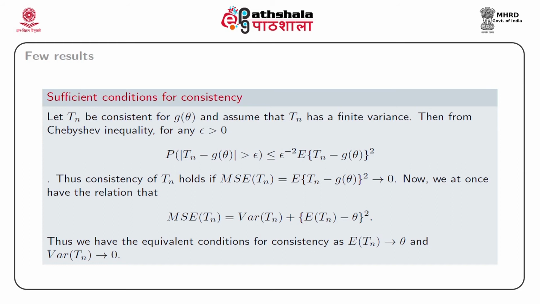is less than or equal to the mean square error of Tn divided by epsilon square. Thus, if this mean square error tends to 0, then consistency holds. Now, we at once have the simple relation that the MSE of Tn is nothing but the sum of the variance of Tn and the square of the bias. Thus, we have the equivalent conditions for consistency, that expectation of Tn tends to theta, that is, bias tends to 0, and variance tends to 0.